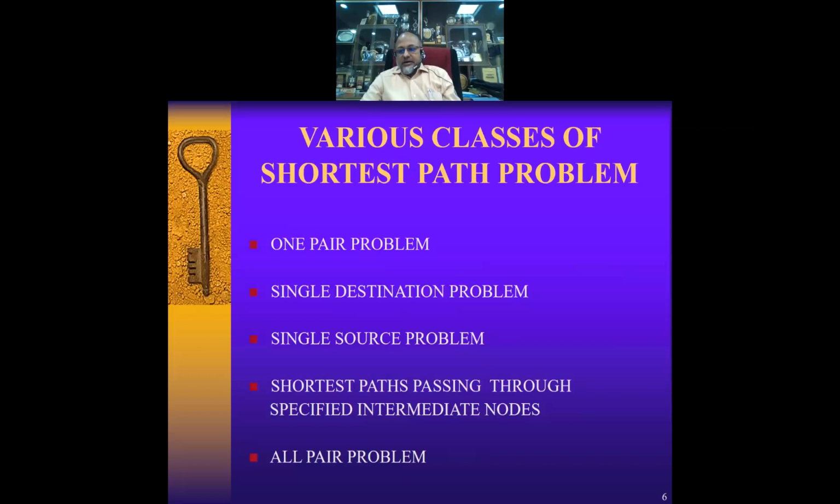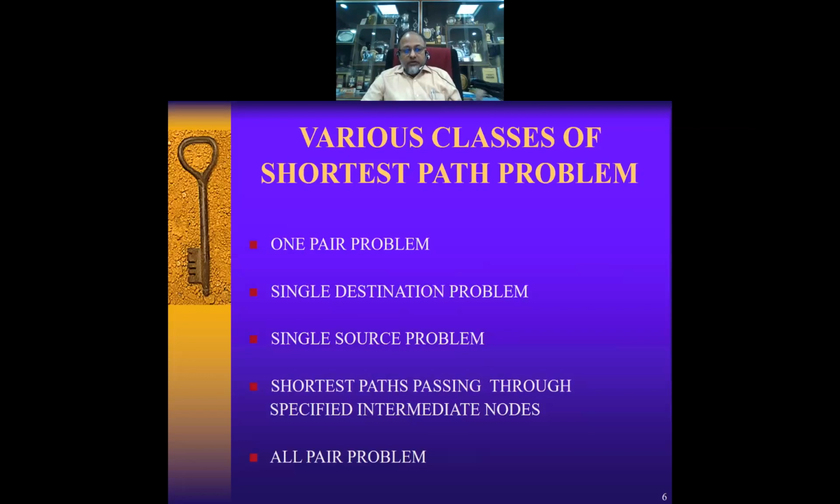Then the single destination problem. The destination is one, and any node of the network can be a source. Suppose there is a conference at Jamal Mohamed College in Tamilnadu, Tiruchirappalli. All over India, people may wish to come to Jamal Mohamed College. Everybody wants to know the shortest path from their place to Jamal Mohamed College. Such a problem is called a single destination problem.